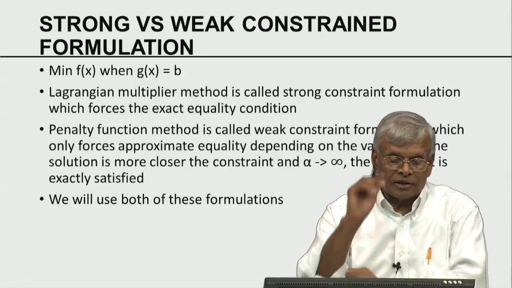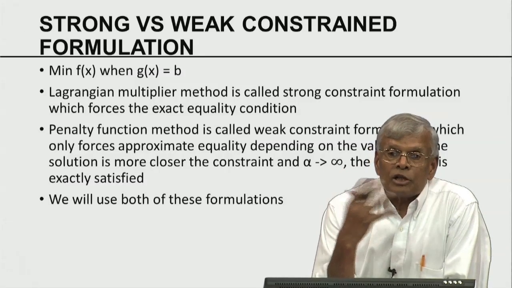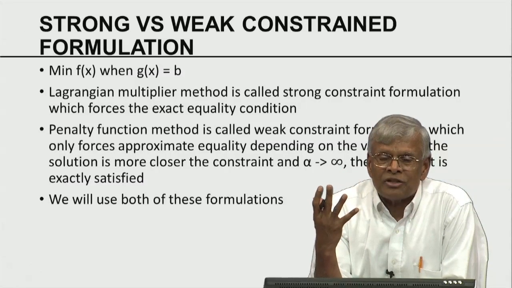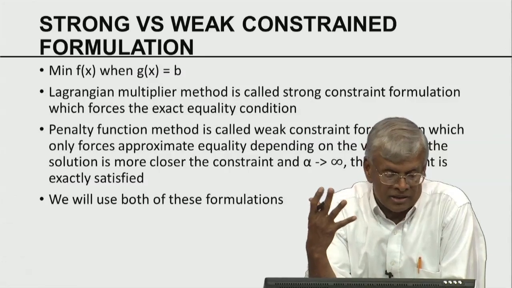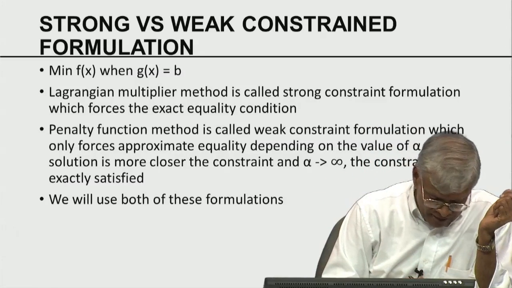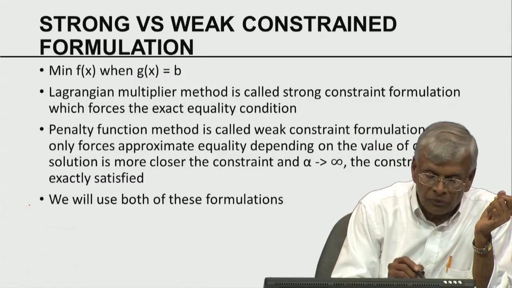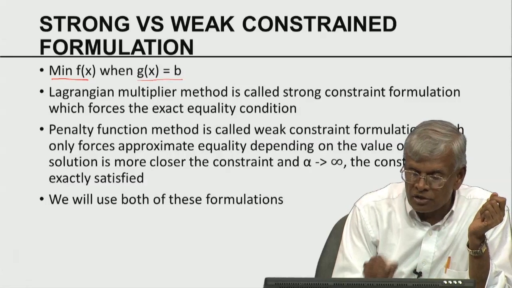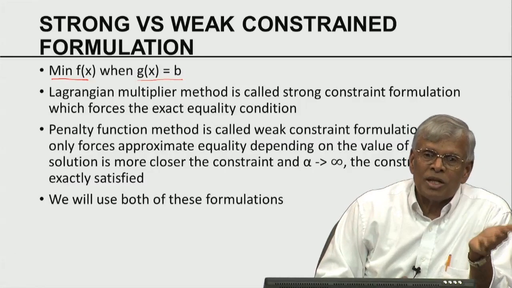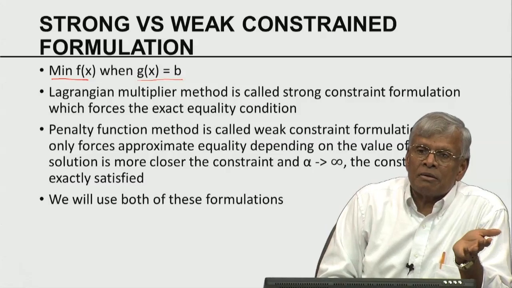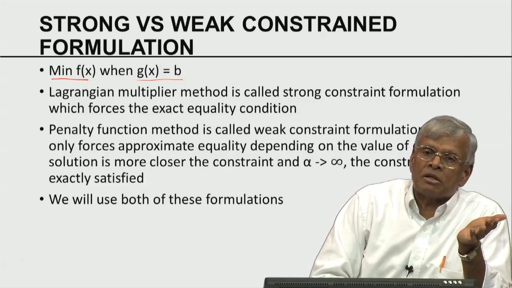So strong versus weak constraint formulation, again there are two choices mathematicians have provided us. Which one are we going to choose in our analysis, that is the question. Minimize f(x) with respect to g(x) equal to b. So what is the one standard constraint condition that comes in meteorology?